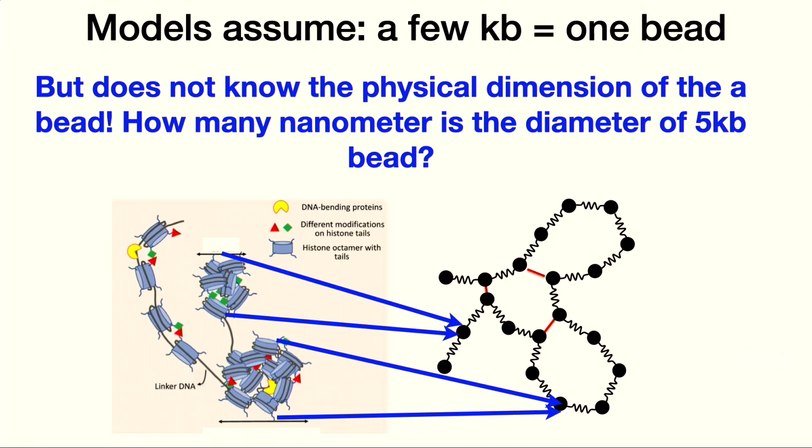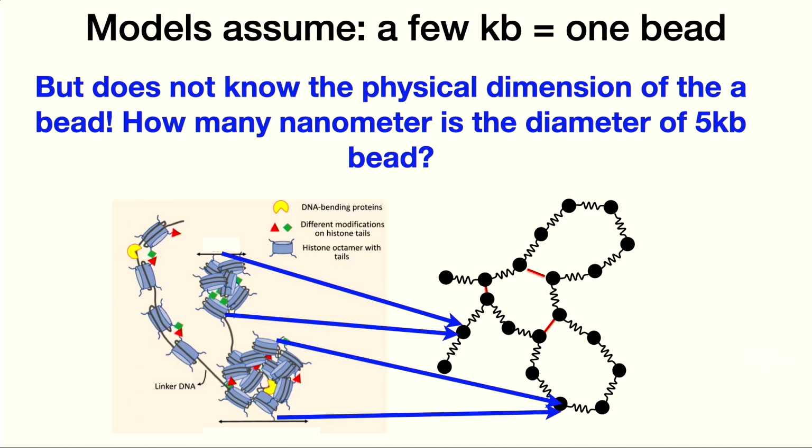So if you assume 6 nucleosomes as 1 bead, we don't know the size of this bead. Is it like 10 nanometer? Is it like 20 nanometer? It depends on how these 6 nucleosomes are folded. If the 6 nucleosomes are like this, then the bead will have a different size. If those 6 nucleosomes are folded like this, the bead will have a different size. So even the physical dimension of the bead is not easy to understand. And this is the question: what is the physical dimension of the bead?